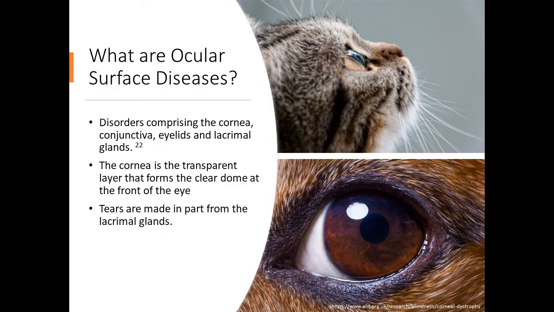What are ocular surface diseases? These are disorders comprising the cornea, conjunctiva, eyelids, and lacrimal glands. The cornea is the transparent layer that forms the clear dome at the front of the eye. Tears are made in part from the lacrimal glands.